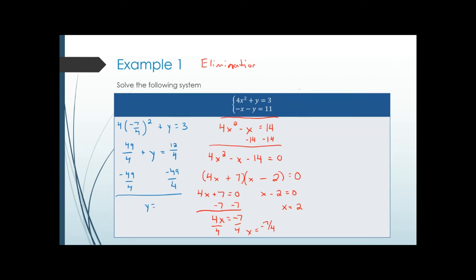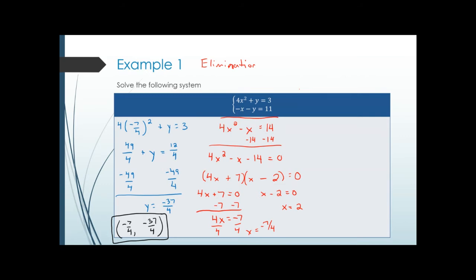And then we just subtract the top. The denominator stays the same. So 12 minus 49 is negative 37. So we got negative 37 over 4. Now this does not reduce. So now we have one ordered pair. We have negative 7 over 4, comma, negative 37 over 4. So that is one of our solutions.